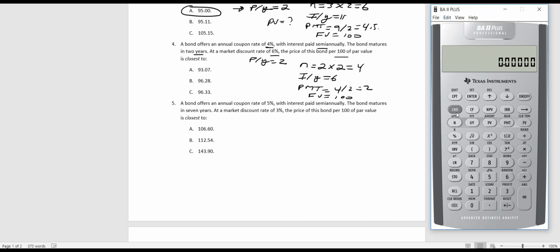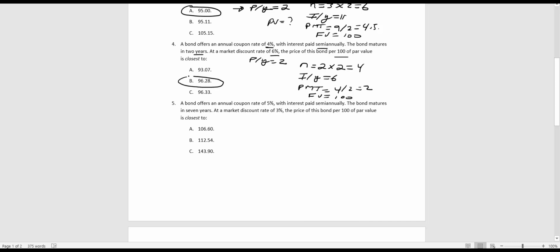So again, yeah, I'm in the periods per year equals 2. And remember we can do it, it's 2 years, second and N, that's going to give us N equals 4. Okay, just the other way that we can do it. IY is 6, IY. The payment is 2. The future value is 100. And we're going to compute the present value, and it's 96.28. So the correct answer is B.